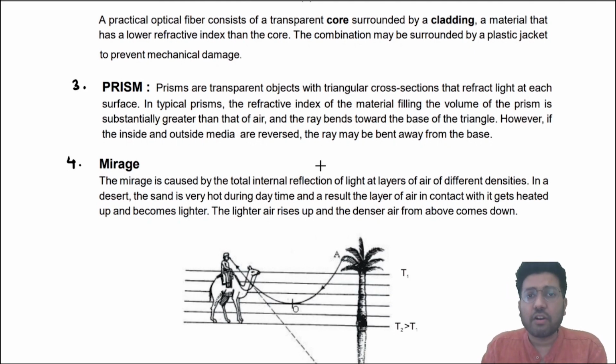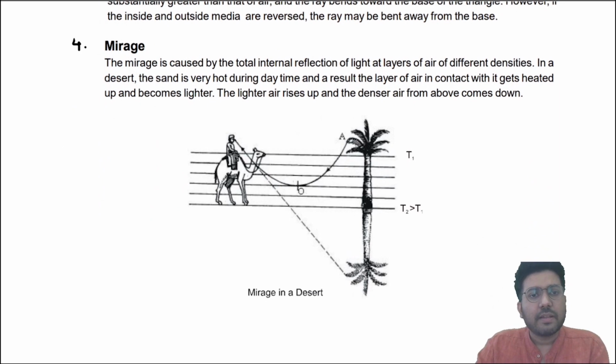Next application of TIR is mirage. Now what is mirage? It is a phenomenon of TIR which is caused by the total internal reflection of light rays at layers of different densities. Now what does this mean? See, mostly you will see mirage in deserts or on a very hot day.